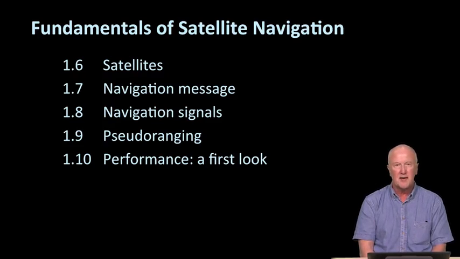Paired with that are the navigation signals themselves. These are very carefully crafted. This is not normal radio communications. They're very, very carefully crafted to enable the user receiver, all those handsets and phones worldwide, to make a very precise measurement of the arrival time of the signal. That measurement is called a pseudo-range. And pseudo-ranging is really the fundamental thing that lies at the bottom of GPS.